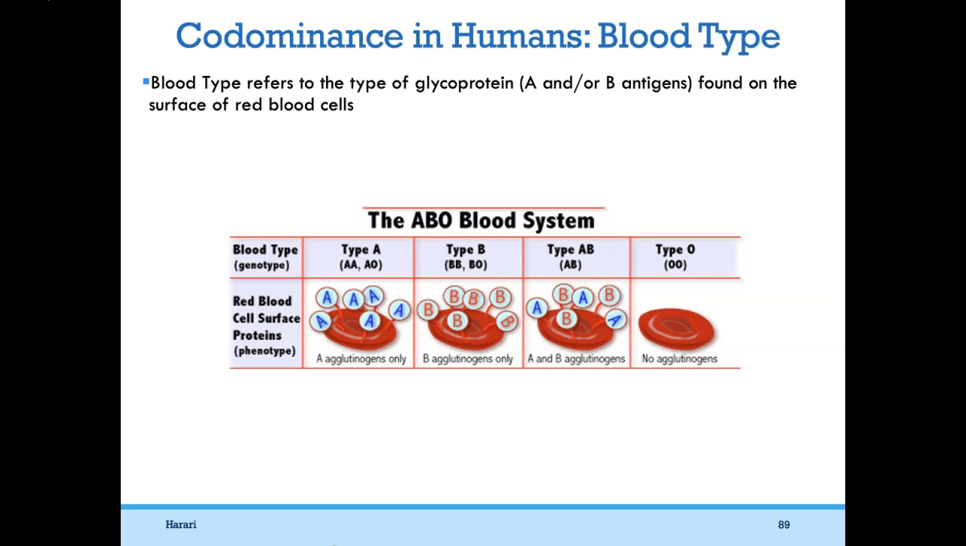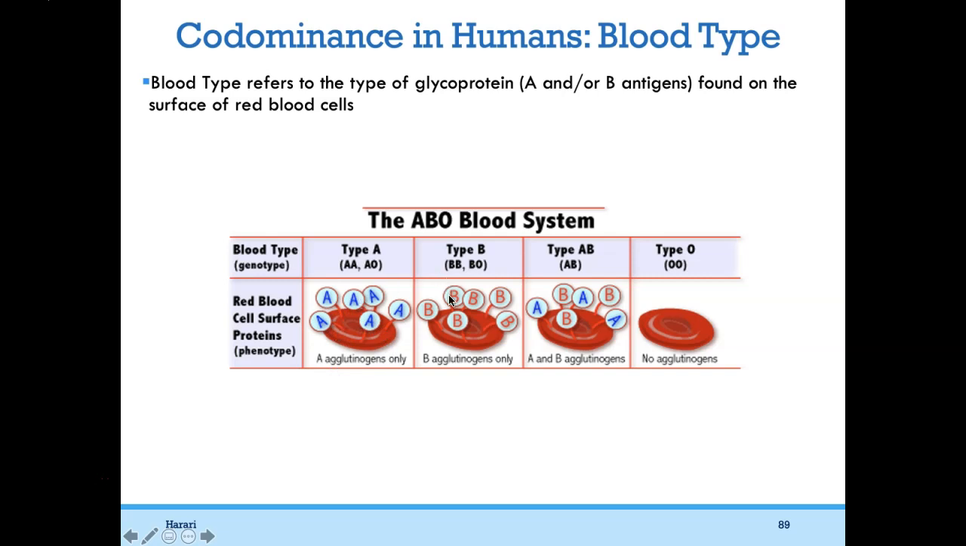A glycoprotein is like a protein with attached sugars. And the sugars could be either A or B. They're two different, we'll call them glycoproteins, or antigens is the other word. These are antigens, proteins located on the surface of all of your red blood cells. If you are blood type A, that means every single one of your red blood cells has the A antigen on it, meaning the A glycoprotein is covering all of your red blood cells.